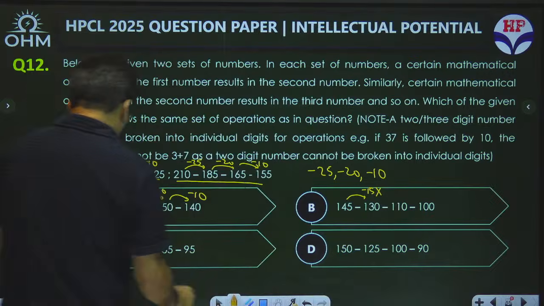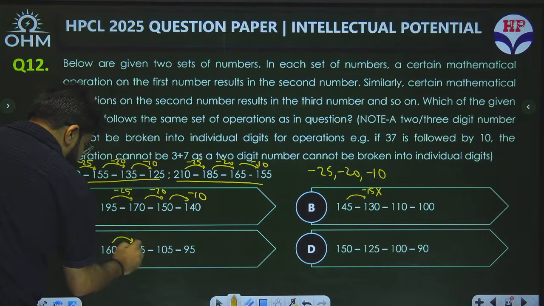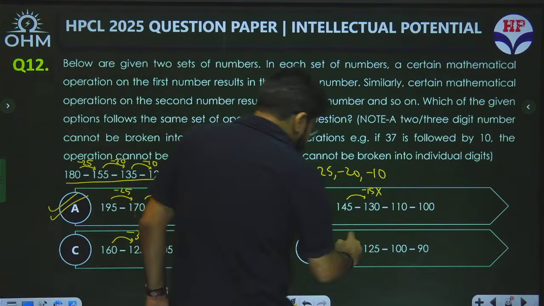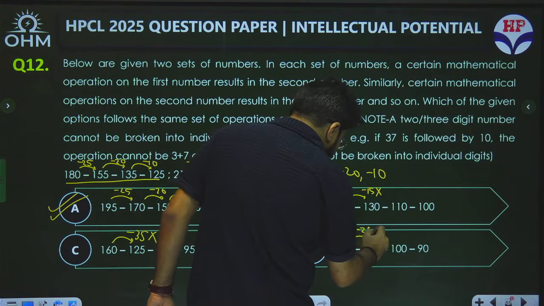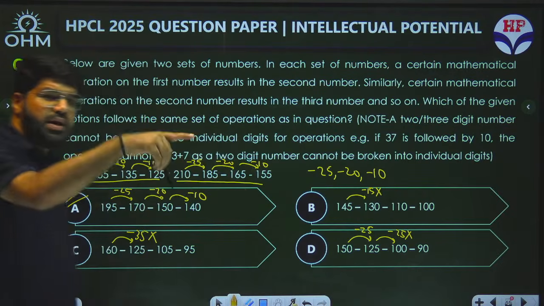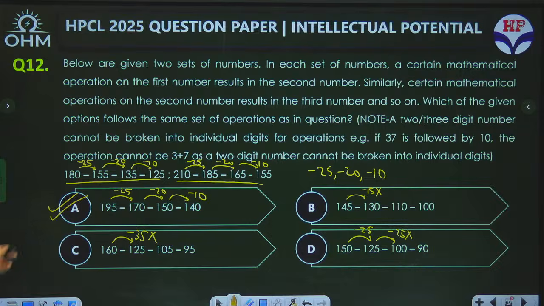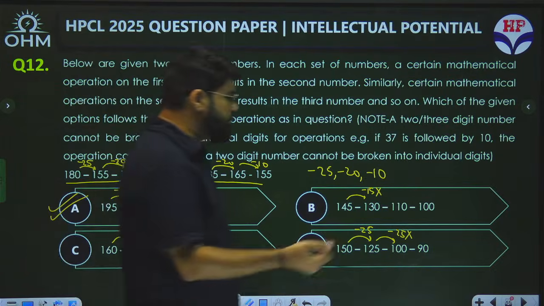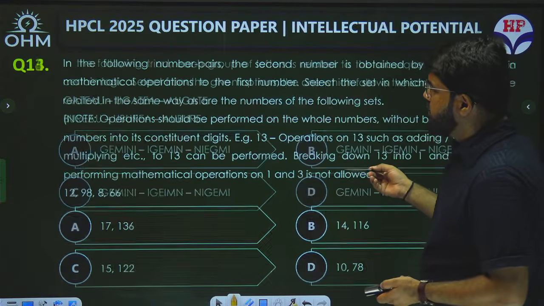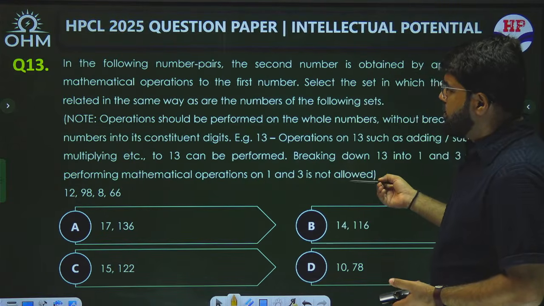No. Okay, now here you see, this is 160 to 125. This is minus 35. No. Okay, why D is not correct? Okay, this is minus 25. But this is also minus 25, which is not okay. Minus 25, minus 20, minus 10. Simple. So that logic you have to pick up. Simple series questions are there, and many such questions we have seen.